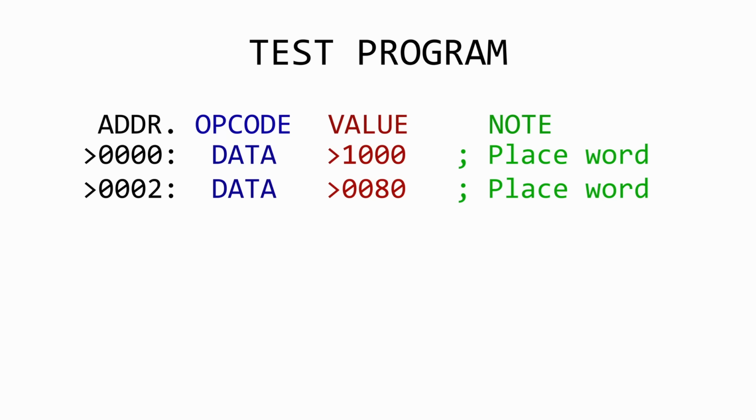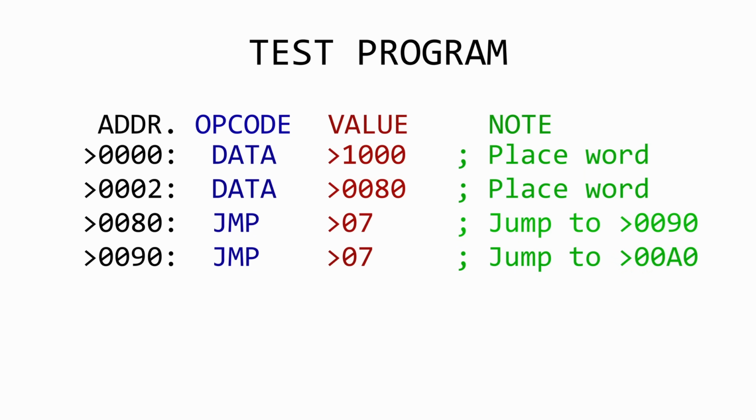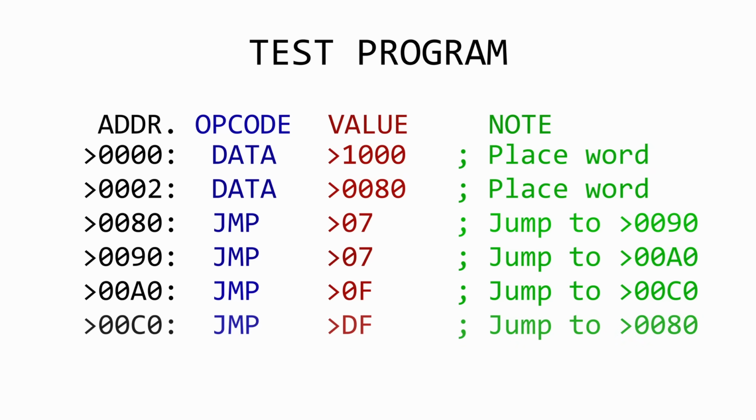So I wrote a program here that says at memory address 80, we're going to jump 7 words forward, which is going to put us at memory address 90. And then at that memory address, we're going to jump another 7 words forward, which should put us at memory address A0. And then we're going to jump 16 words forward, which should put us at address C0. And then finally, we jump a bunch of words backwards down to memory address 80, and we're just going to run this on infinite loop.